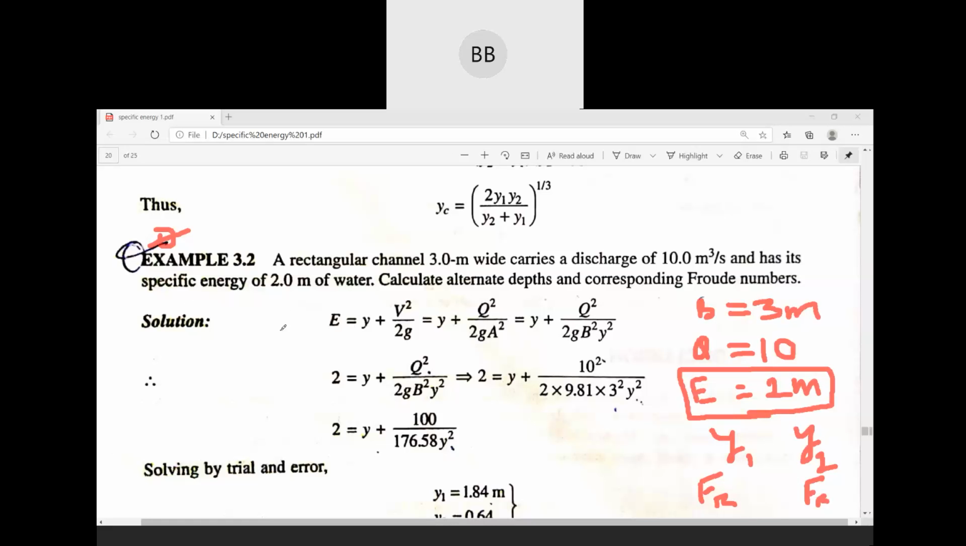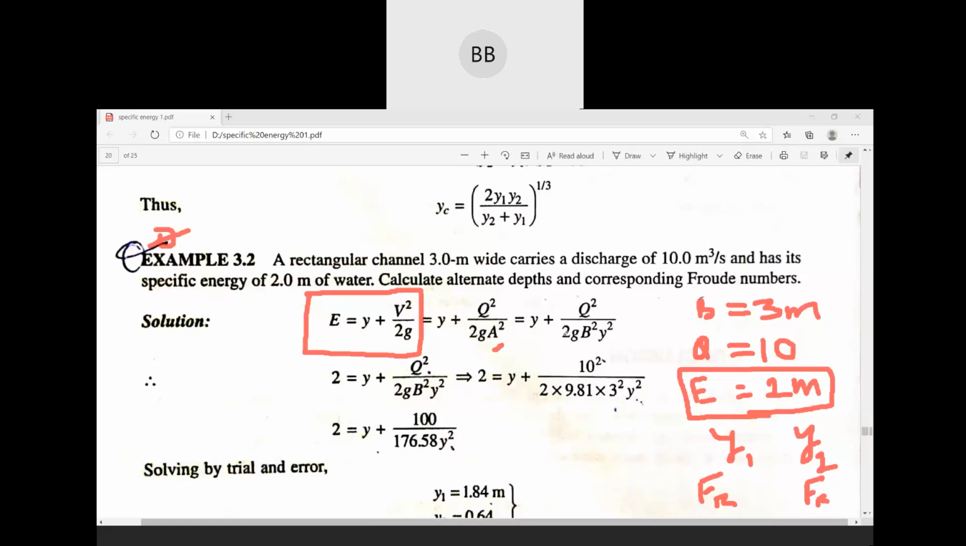So at the very first, we will use the specific energy equation that is very much familiar to you, I think. Y plus v square by twice g. Here y we have kept as it is, and velocity we have replaced by q by A, like in the previous case. So velocity square is there, so q square by A square.